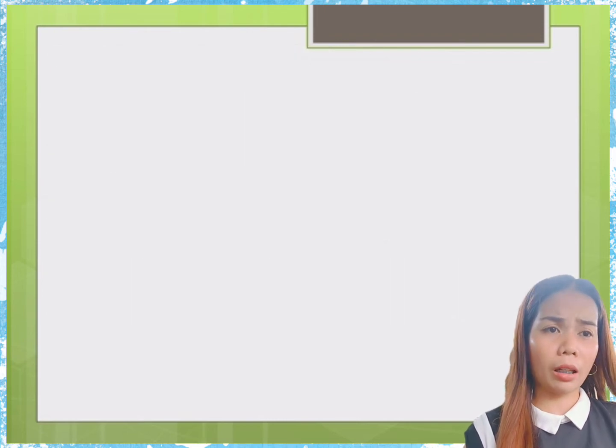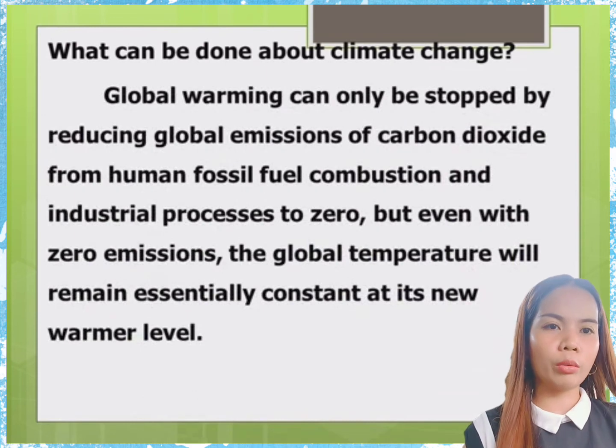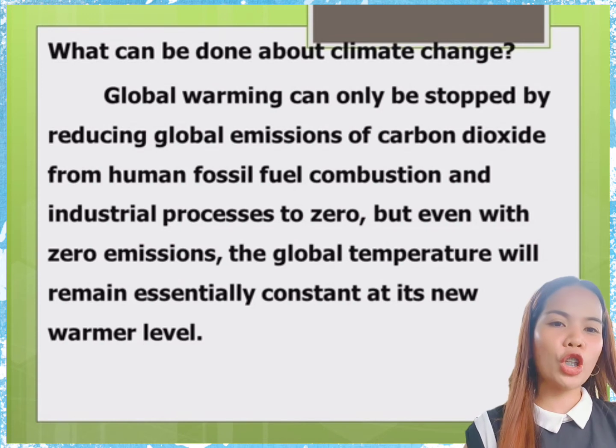What can be done about climate change? So what are we going to do? Global warming can only be stopped by reducing global emission of carbon dioxide from human fossil fuel combustion and industrial processes to zero. Temperature will remain essentially constant at its new warmer level.